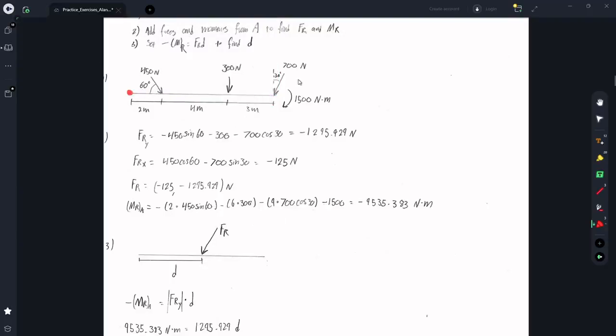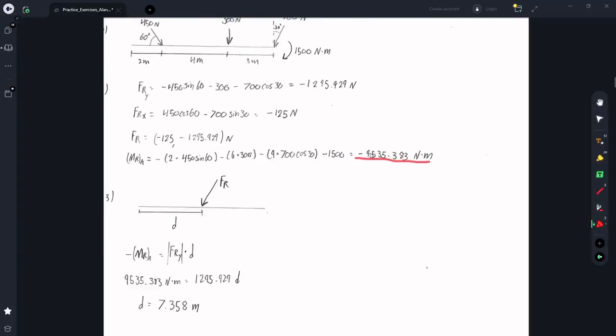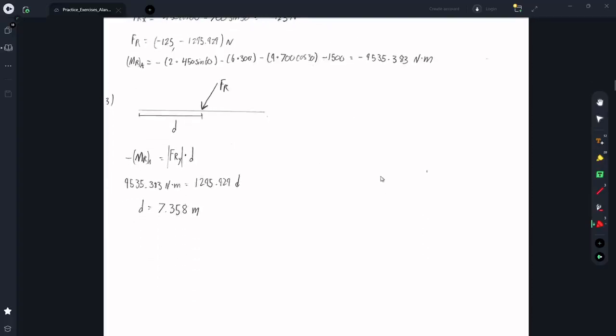9 meters over and 700 cosine 30 down, negative. And then we're given this negative moment, 1500 newton meters already. So add that as well, sum them together, and I got around 9,500 newton meters in the clockwise direction.